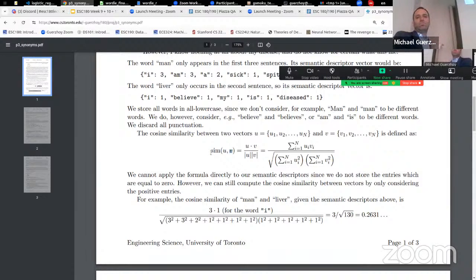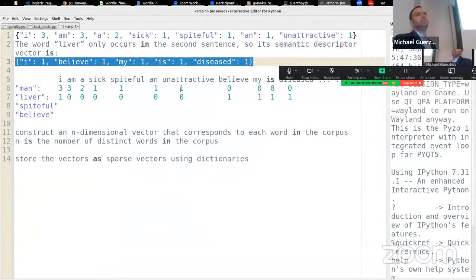All right. So we have those vectors. They look like this. You can compute the dot product. You can compute the norm. That means you can compute the similarity.